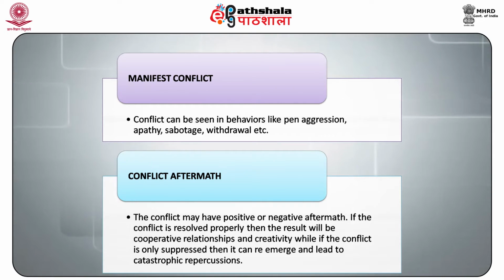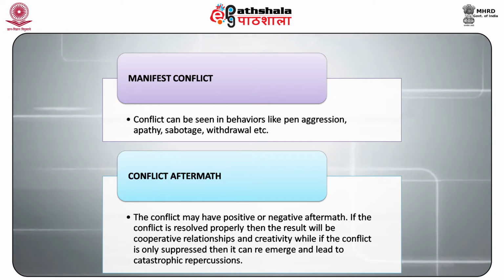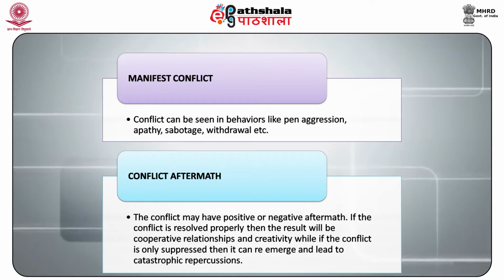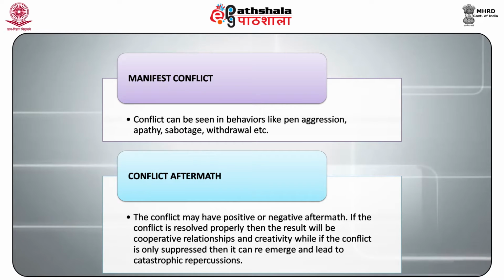Fourth, manifest conflict. Conflict can be seen in behaviors like aggression, apathy, sabotage, withdrawal, etc. Conflict aftermath. The conflict may have positive or negative aftermath. If the conflict is resolved properly, then the result will be cooperative relationships and creativity, while if the conflict is only suppressed, then it can re-emerge and lead to catastrophic repercussions.